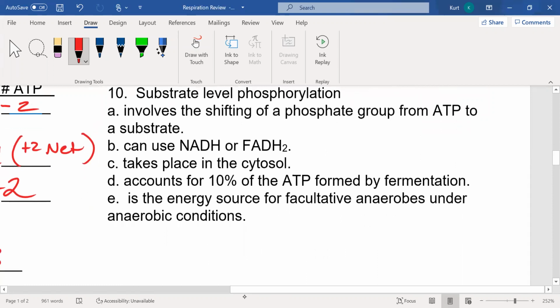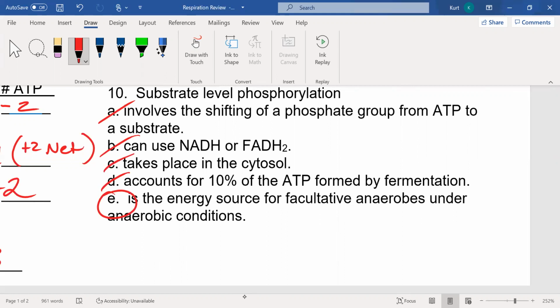Number 10, substrate level phosphorylation involves a shifting of a phosphate group from ATP to a substrate. No, it's the other way around. That's not it. Can use NADH or FADH2? Nope, doesn't need it. Takes place in the cytosol. Well, actually, maybe. That might be it. Accounts for 10% of the ATP formed by fermentation. Nope. Is the energy source for facultative anaerobes? Oh, yeah. That's the one.